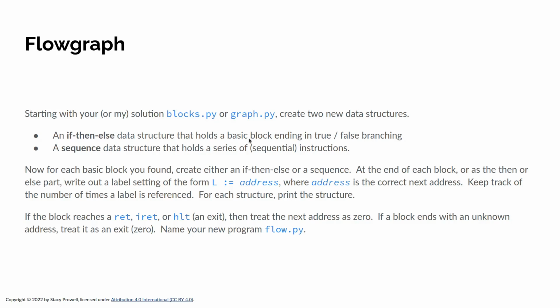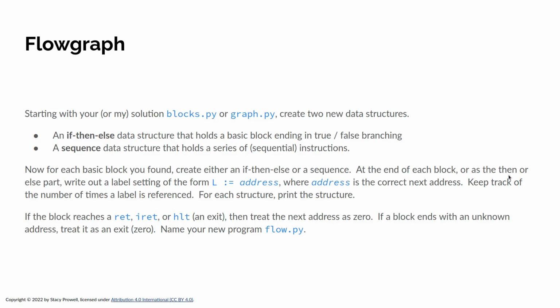An if-then-else is going to hold a basic block that ends in a true or false branch. You should already know how to find those, because those are the things that had two exit lines in your previous program. A sequence is just going to hold a sequence of instructions. And for each basic block you found, create one of these two.